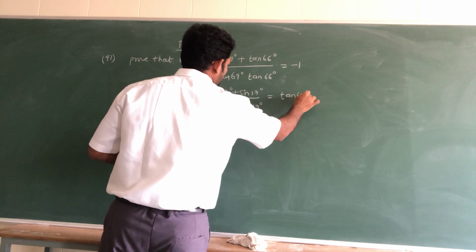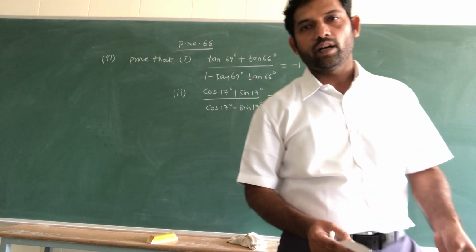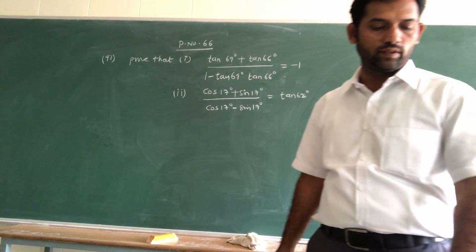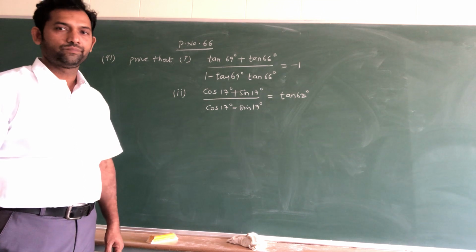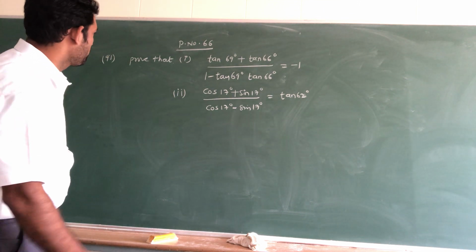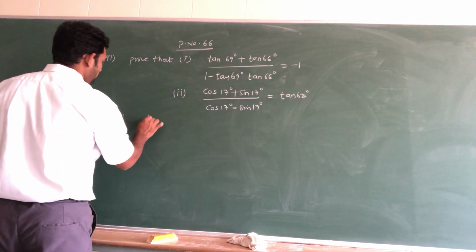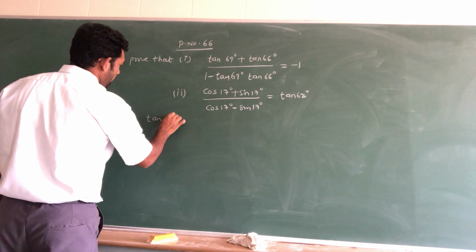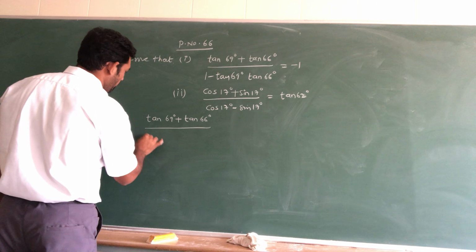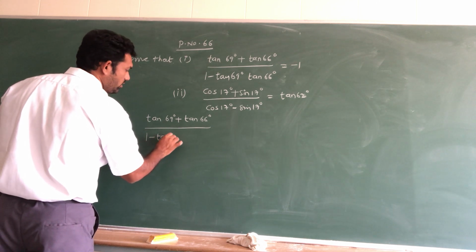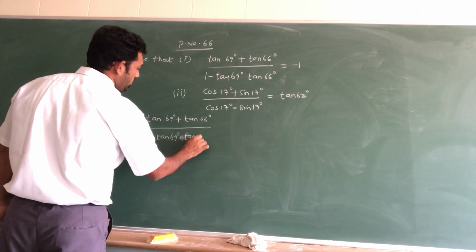Tan 62 degrees. So these are very, very important in competitive also. Listen carefully. See that first question. First question is very simple question. Tan 69 degrees plus tan 66 degrees divided by 1 minus tan 69 degrees into tan 66 degrees.